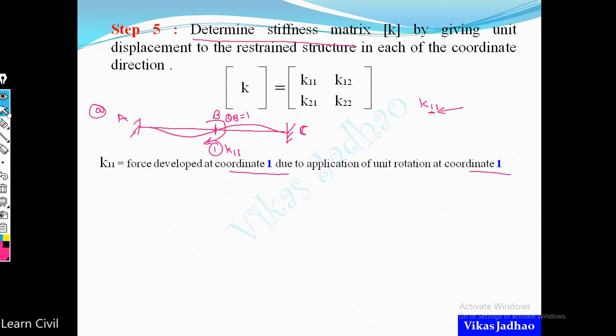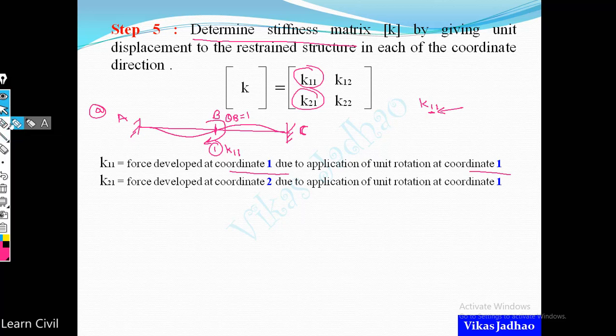Okay, K21. First we will be finding out this K11 and then we will be finding out the value of K21. Here K21 is the force developed at coordinate number 2 due to application of unit rotation at coordinate number 1. So this term is indicated like this, K21. Here we can consider it as Kij, where i is the point where we are calculating the stiffness and j is the point where we are applying the unit rotation.